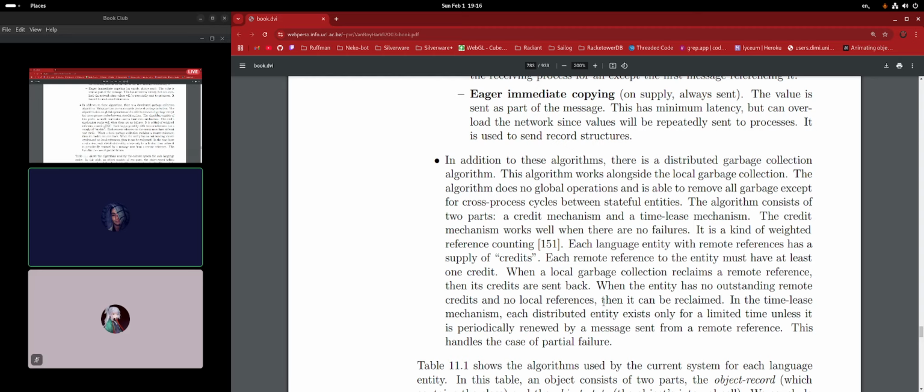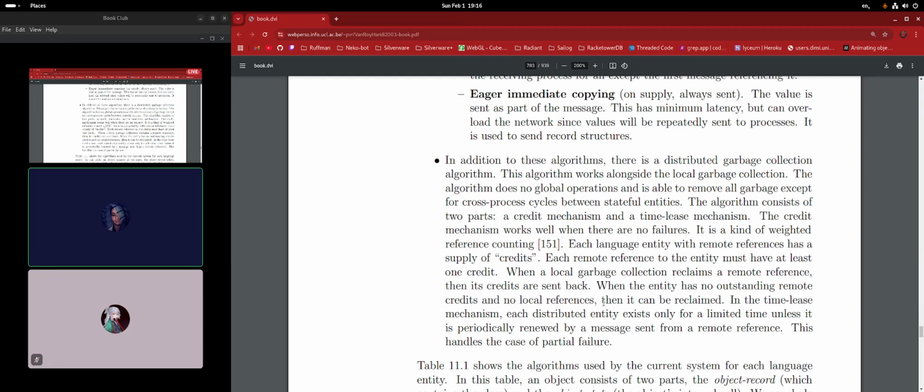So the credits are essentially a way that we can tell if anybody else needs it, and then we can use the local mechanism to tell if we need it. So that's pretty clever. And by using both together, you can figure out if anyone needs it. In the time lease mechanism, each distributed entity exists for a limited time unless it is periodically renewed by a message sent from a remote reference.